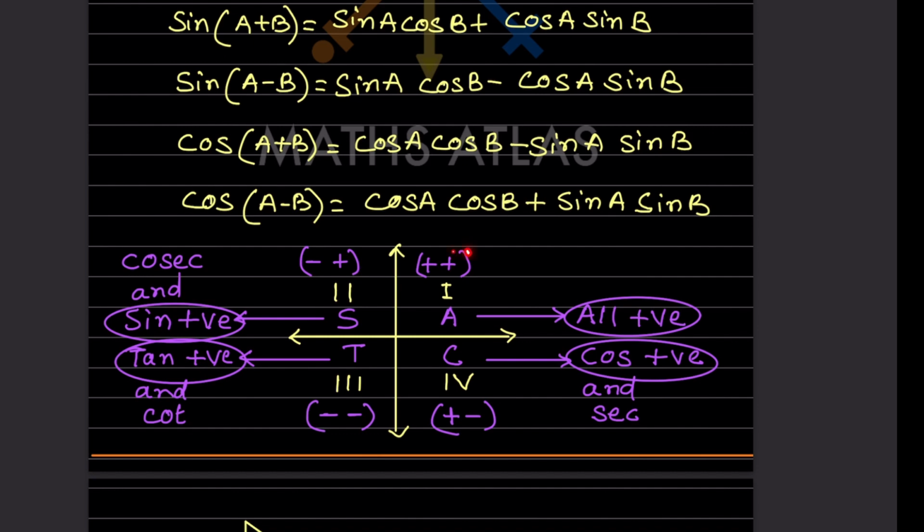Now look at the signs: plus and plus. This is the x-axis and this is the y-axis, so on the number line all are positive here. This is x and this is y, so positive, positive. Here this is the x-axis and this is y; here x is negative and y is positive. Here both are negative, so negative, negative. Here x is positive and y is negative, so positive, negative. I hope this is also clear to you.